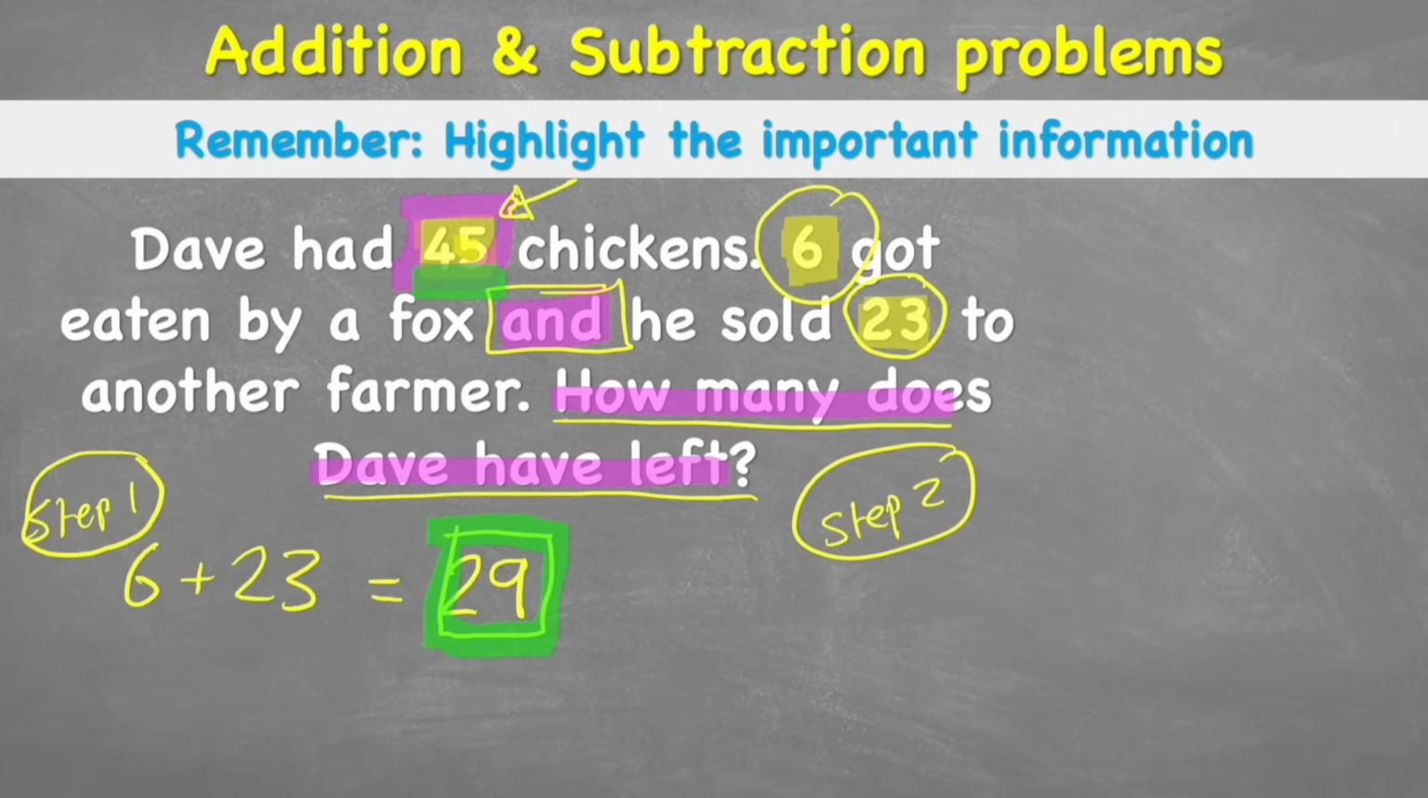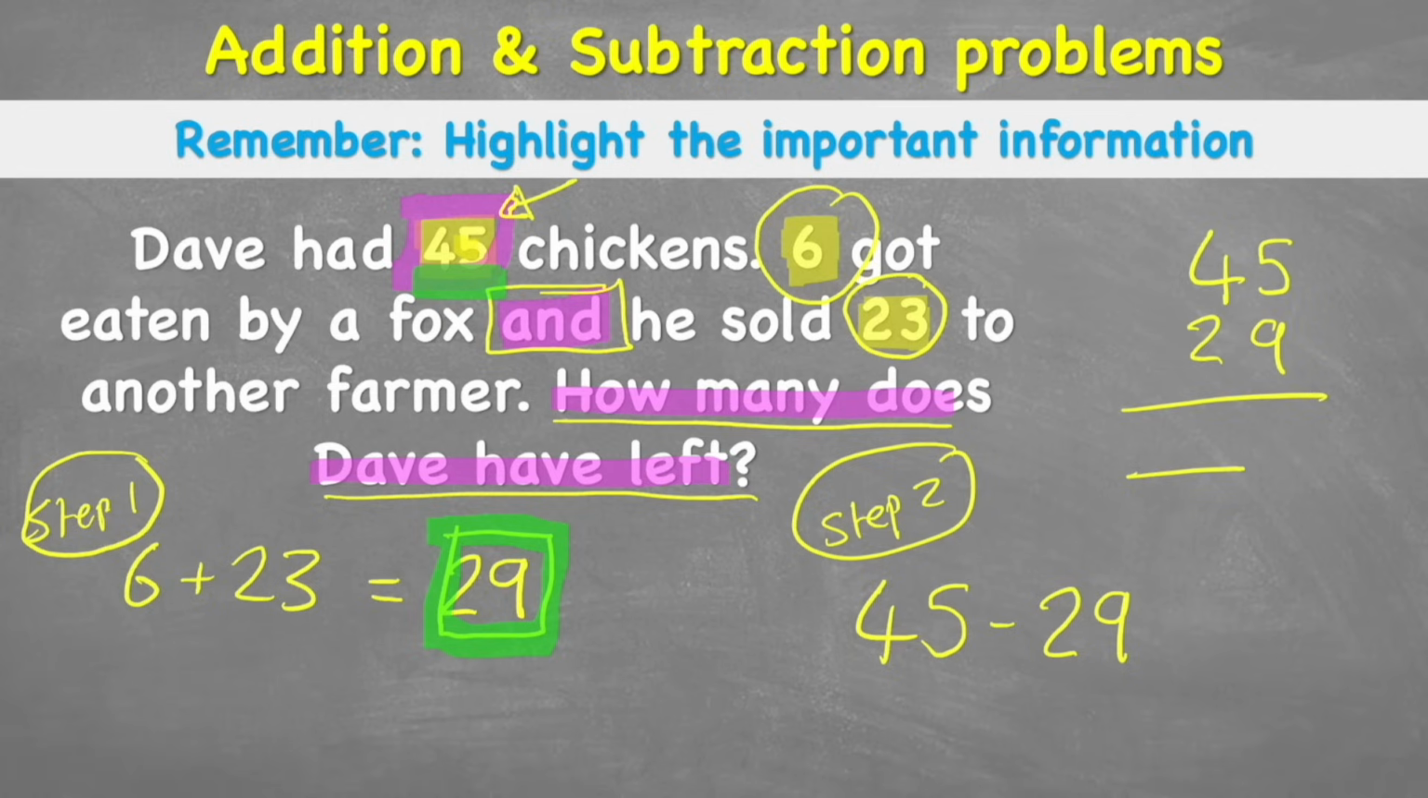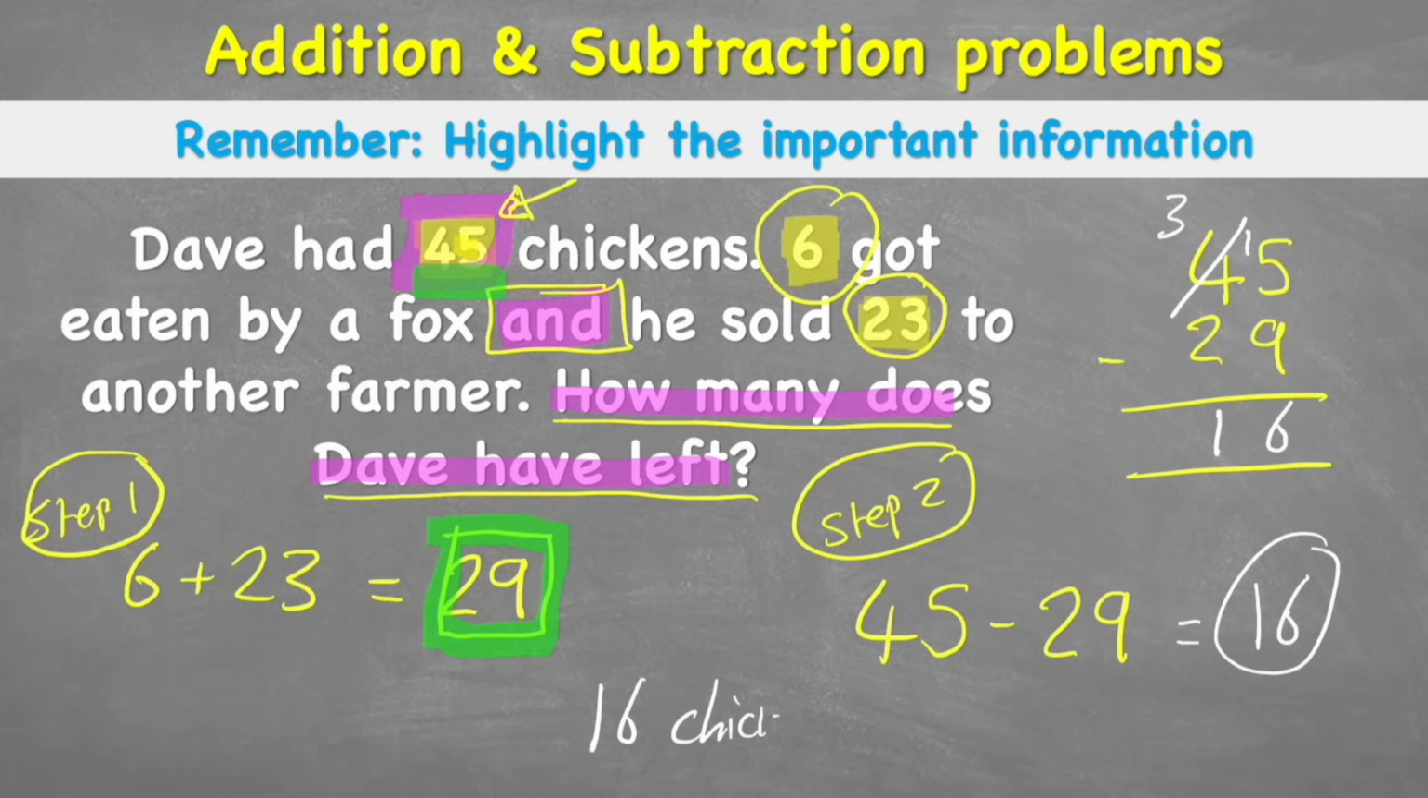Step 2 will be our 45 that we started with and the 29 that we know he lost. So our number sentence will be 45 subtract 29. I'm going to use my column method for this. 45 subtract 29 equals. Now I can start. 5 subtract 9 I can't do, so I'm going to borrow from next door. 15 subtract 9 is 6. 3 subtract 2 is 1. So we have 16 left. So my final answer would be 16 chickens.